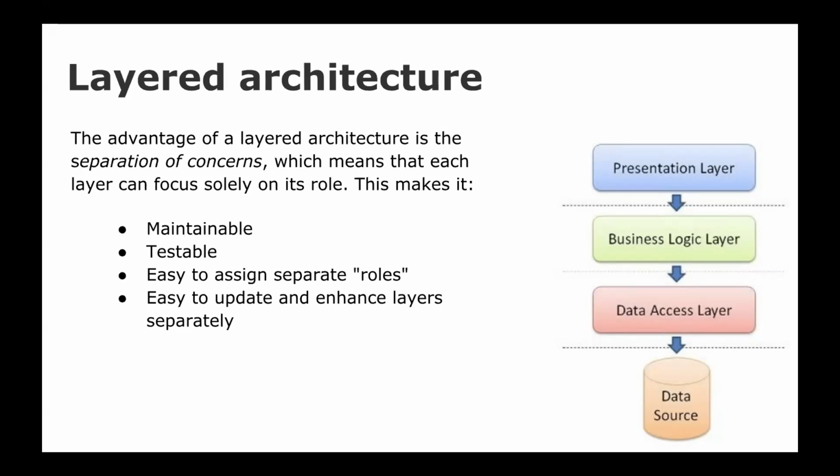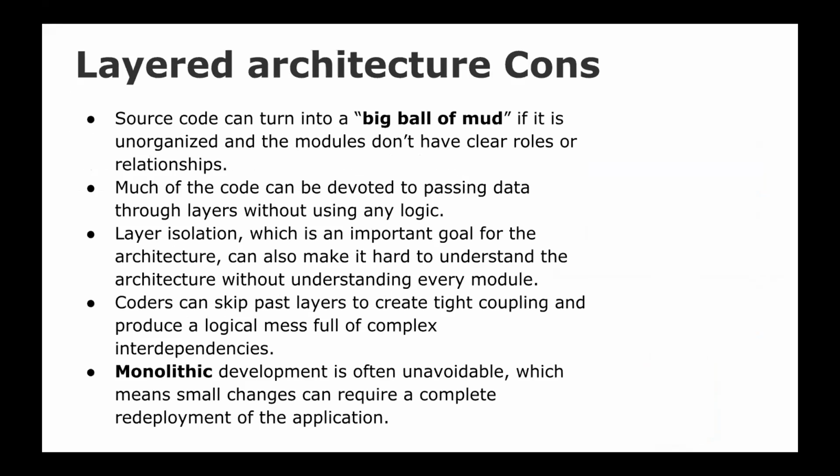What happens when you apply layered architecture? Your code is maintainable and testable, because you can test each layer as a separate unit. It's easy to assign separate roles to different layers. As I told you, the presentation layer is mapped to UI, the business logic layer solves the business problem, and the data layer solves the data management problem. It's also easy to update and enhance the layers separately, so you can add incremental features to your layers subsequently. What are the cons? The number one con is listed at the last.